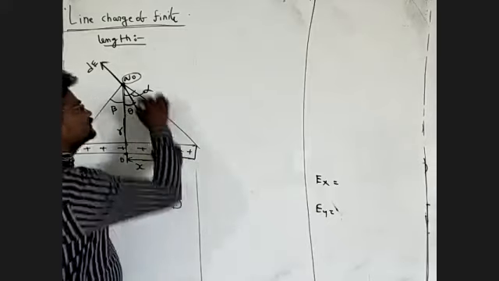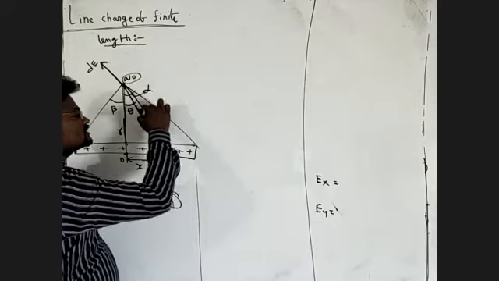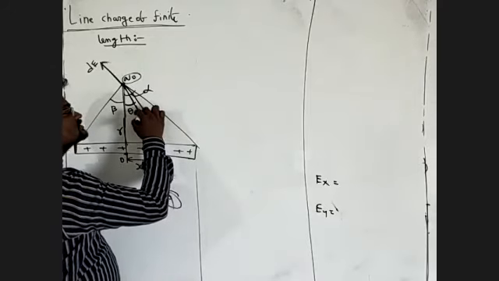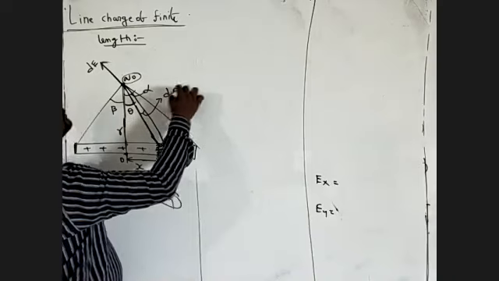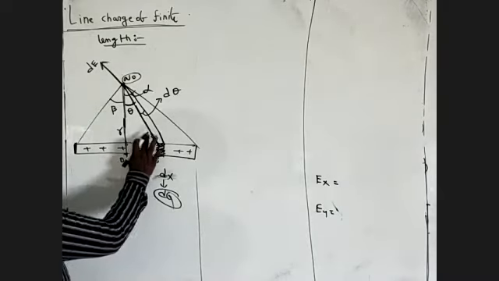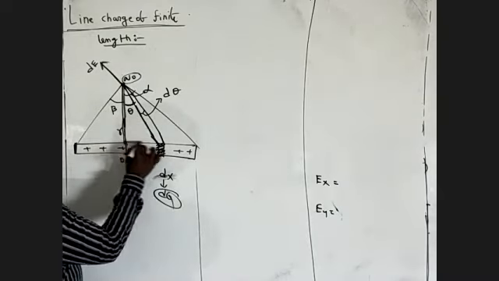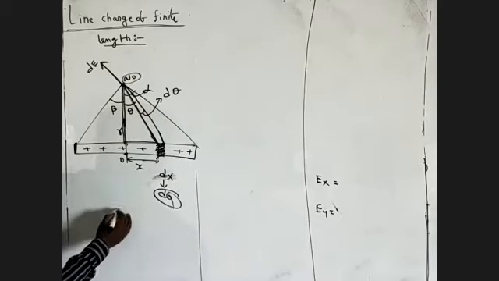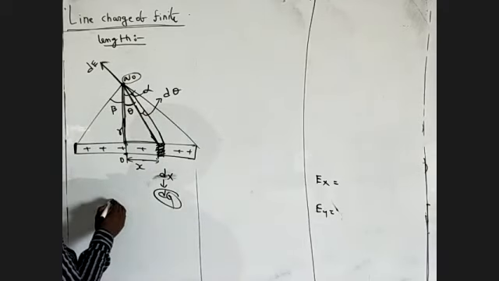This is an element, one more component. This angle is d theta. Now you see, from here to here is the distance. This is a right triangle. You take the right triangle.